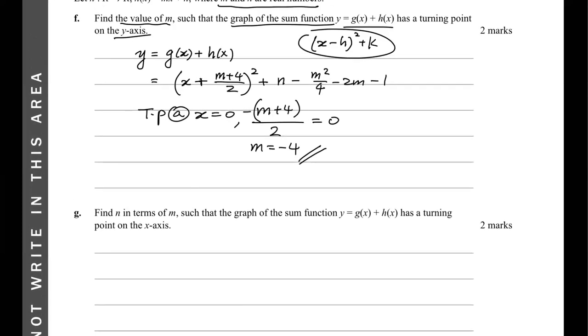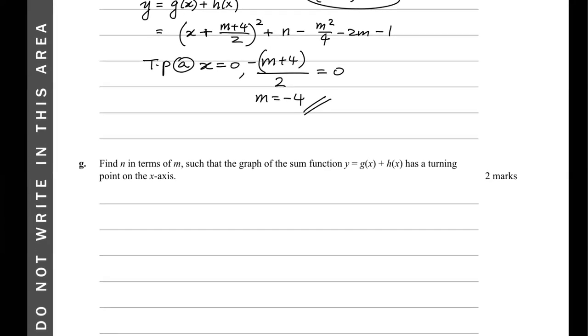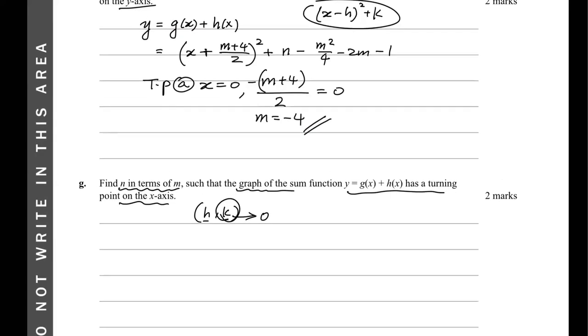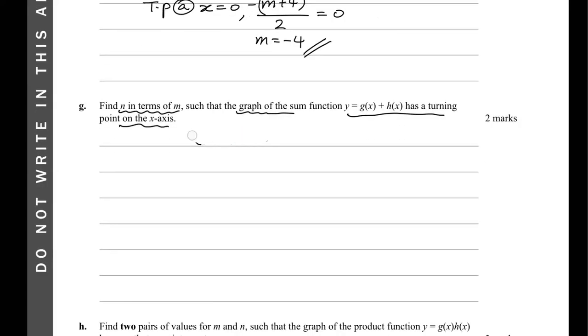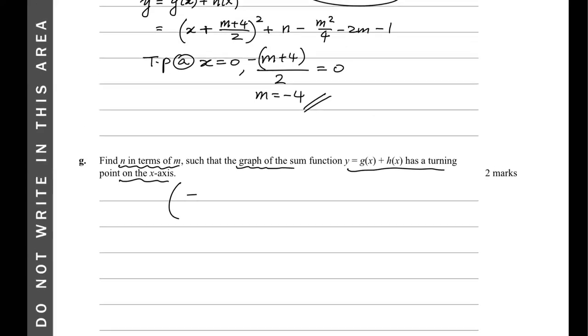That's it. As long as you are applying a valid method and get the answer, it should be fine. There is no specific prescriptive method as long as it's valid. But then find n in terms of m such that the graph of the sum function has a turning point on the y-axis. So think about a turning point (h, k). If it's on the y-axis, this value has to be 0, okay? So the turning point, we can read off from the previous working.